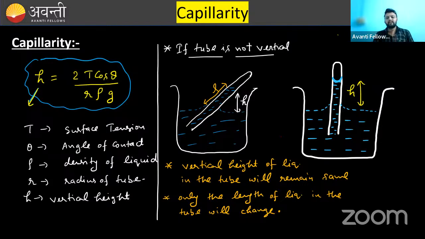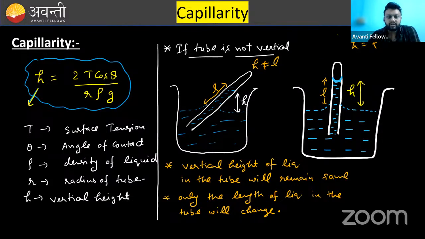I think all these things are clear. This height will remain the same, only the length of the liquid will change. In the vertical situation, height and length are the same: if this is the length of the liquid in the tube, then H equals L. But in this situation, H is not equal to L. I am not calculating the value of L here because it will depend on the angle of inclination, whether the angle is given from vertical or from horizontal. We will solve it using an example.